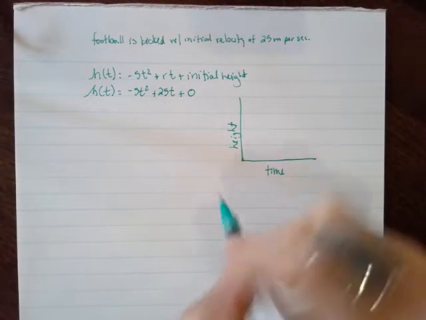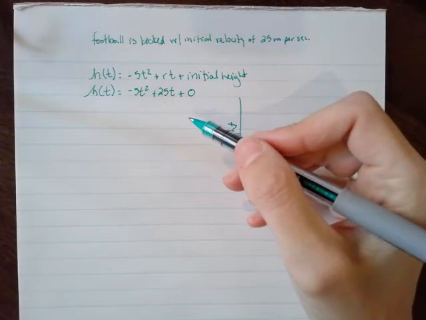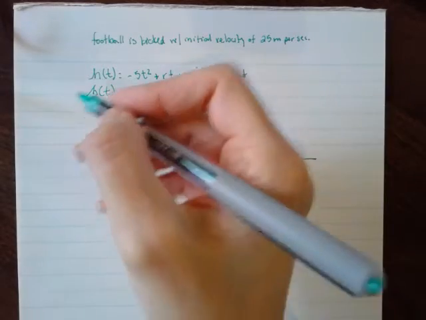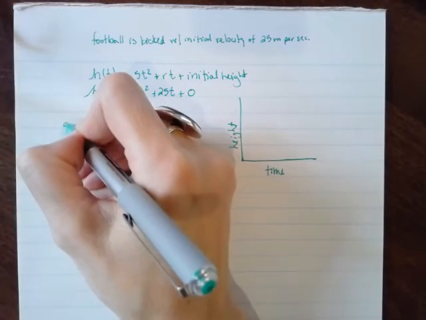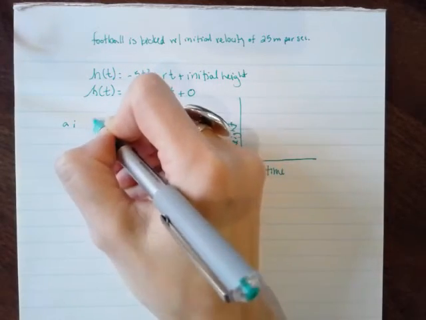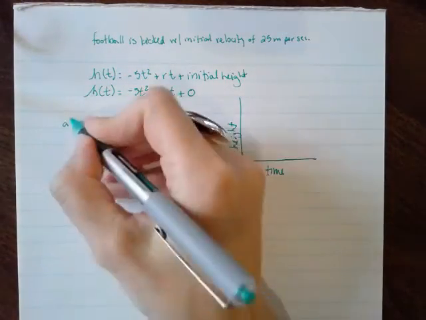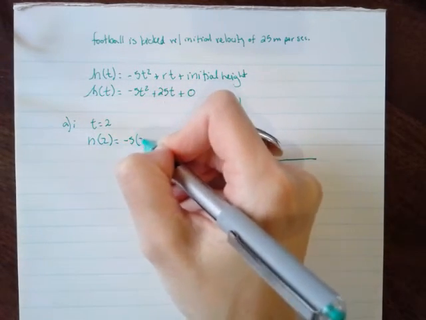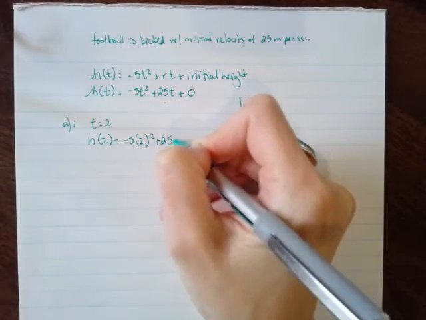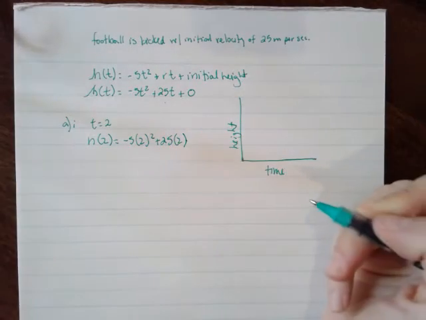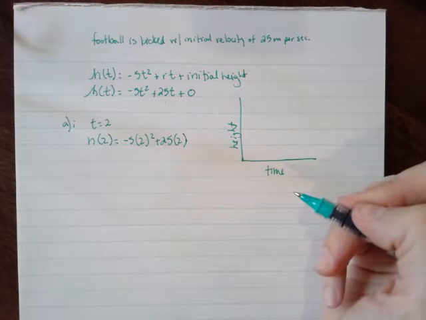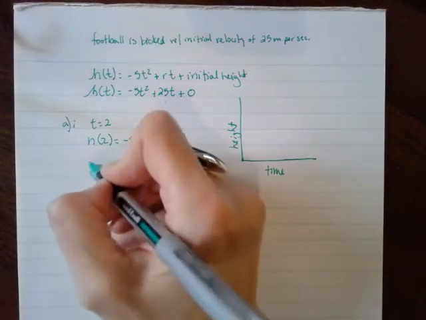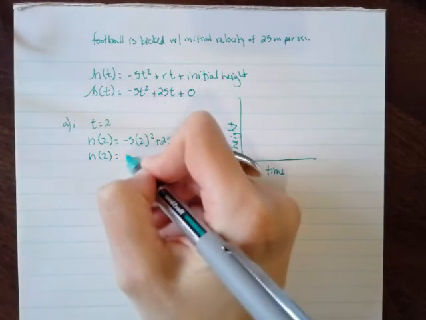So the question says, after we think about this model, how high is the football after 2 seconds? What do we do? Well, if we know that t is 2, we plug this in. So h of 2 equals -5 times 2 squared plus 25 times 2, and I don't have to write plus 0 because 0 doesn't do anything when we're adding. So when all is said and done, I get 30. So h of 2 is 30.